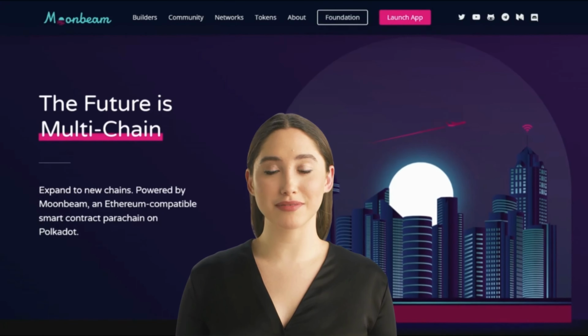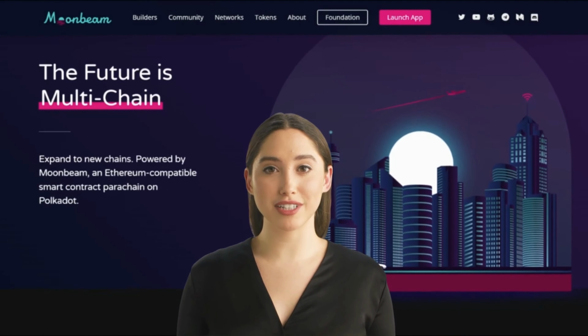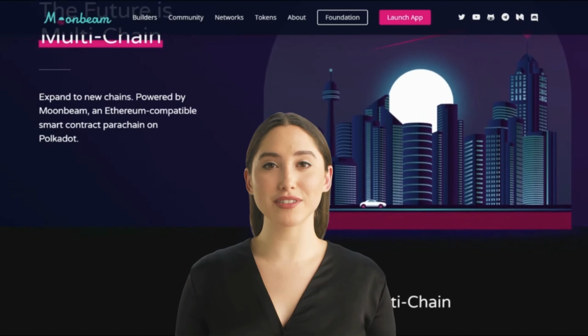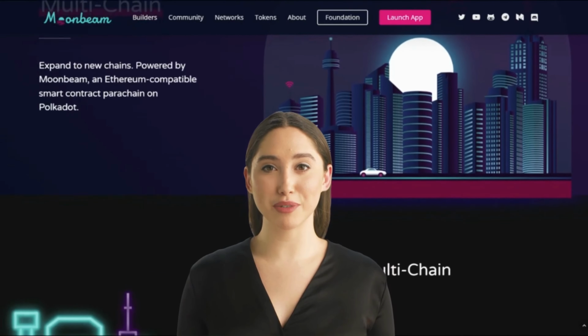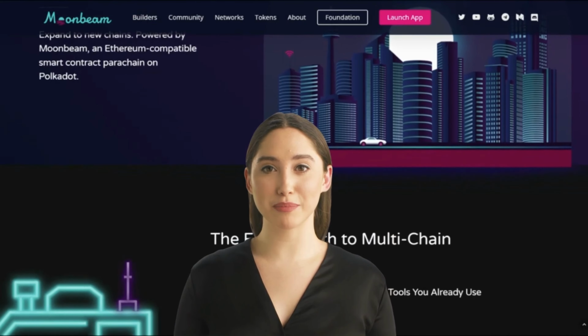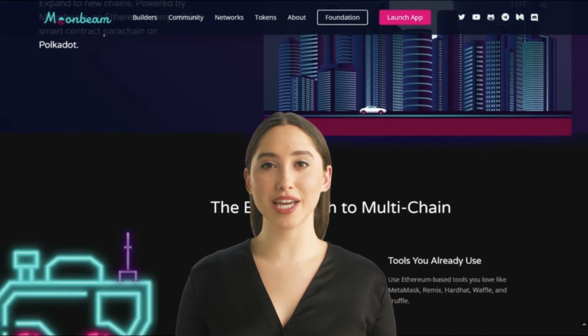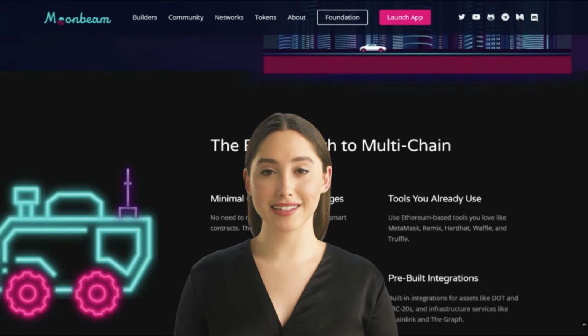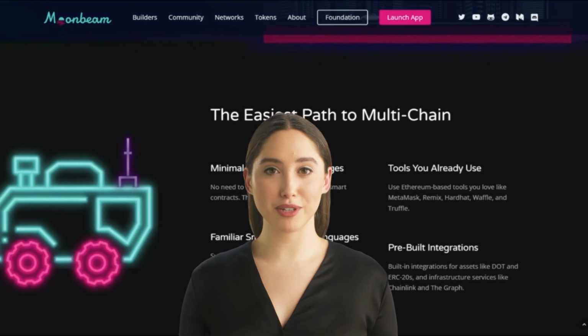Moonbeam GLMR. I'm Jennifer from KK Technologies. Let's discover this Ethereum-compatible smart contract platform which provides an EVM implementation and Web3-compatible API. This Ethereum compatibility allows developers to deploy existing Solidity smart contracts and dApp frontends to Moonbeam with minimal changes.